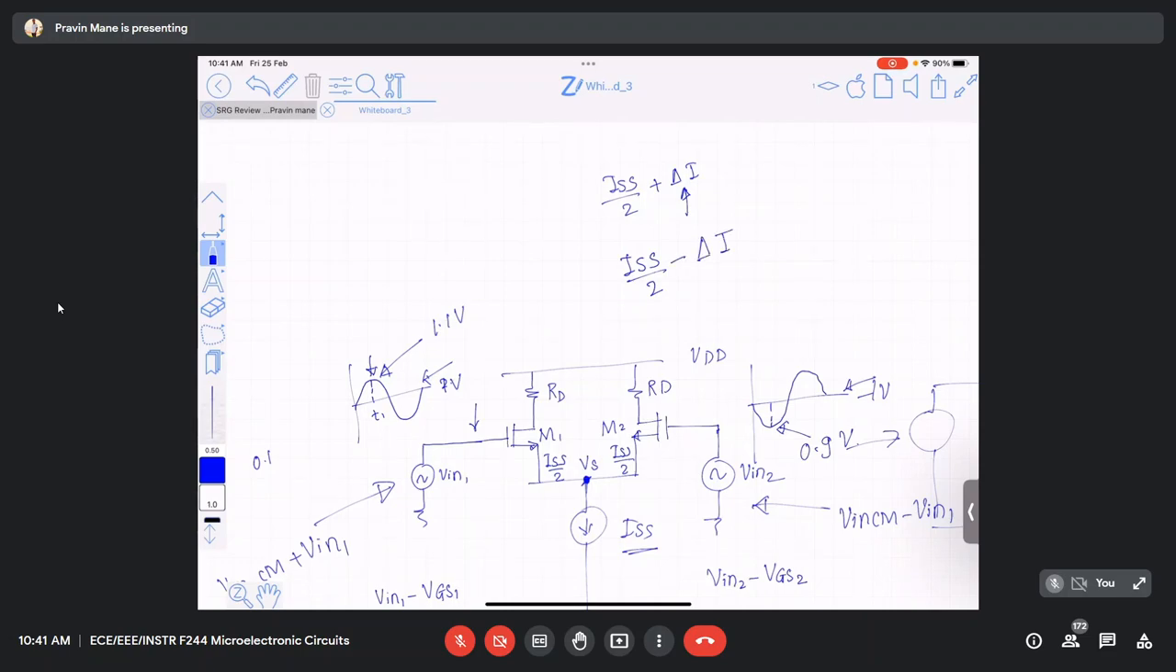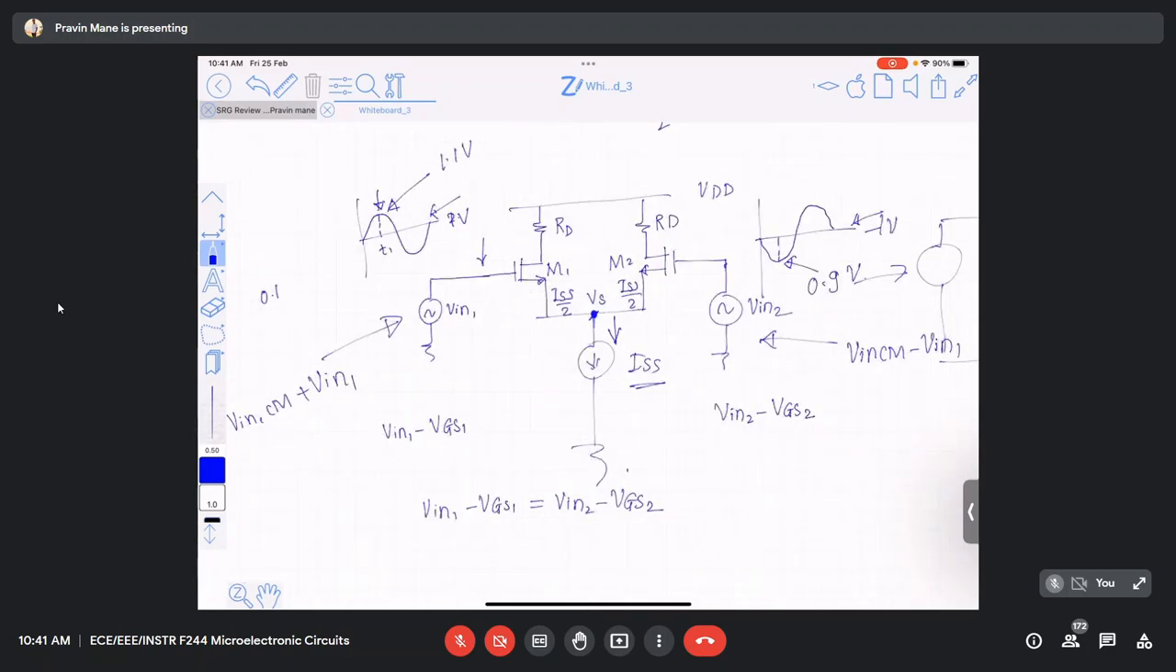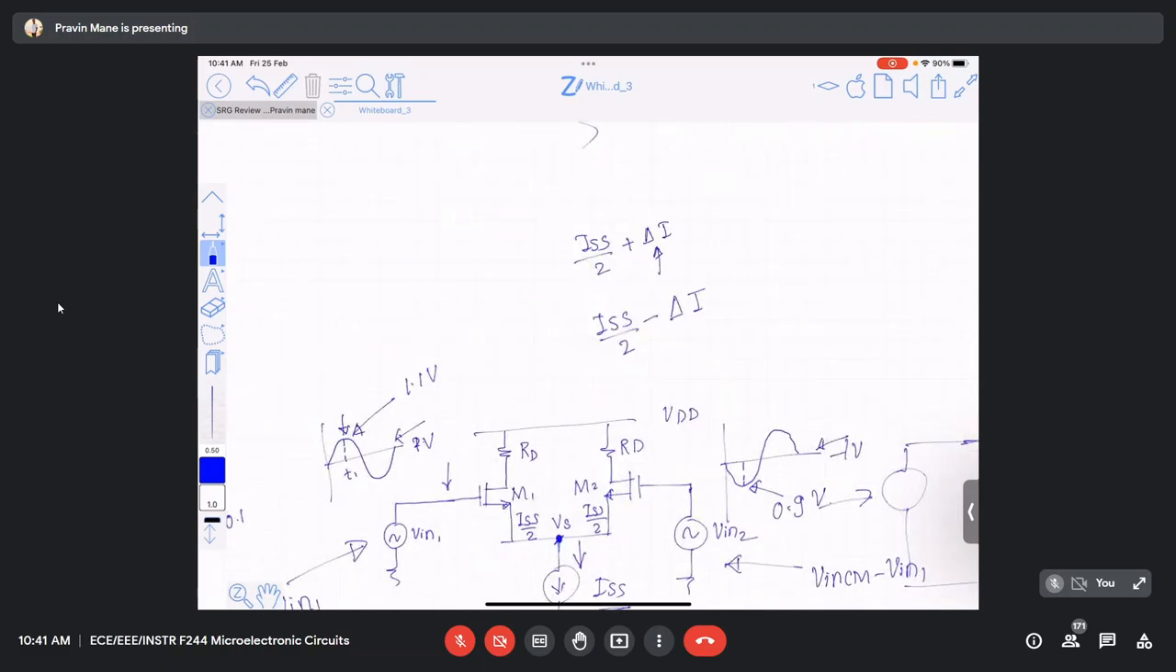Why minus delta I? Because you know that the addition of these two currents should be equal to ISS only. Right? So ISS by 2 plus delta I plus ISS by 2 minus delta I will be the total current flowing through the current source. What has happened? The current through M1 has increased by some value. At the same time, the current through M2 has decreased by the same value. Right or not?